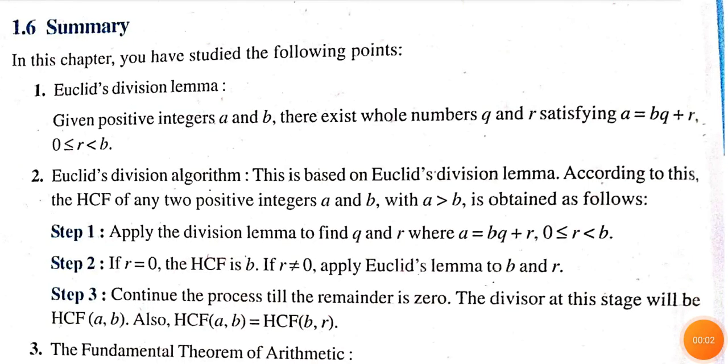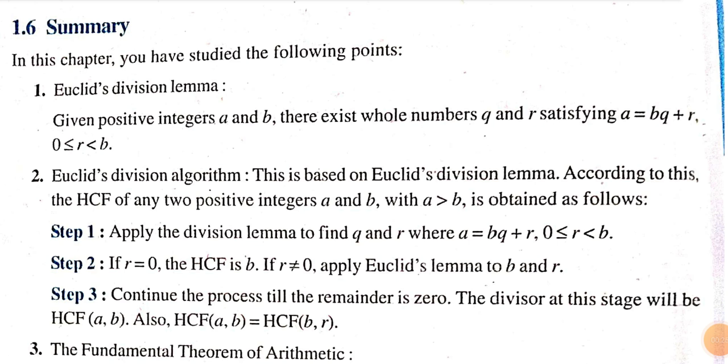Class 10th, Chapter 1, Real Numbers. 1.6 Summary. In this chapter, you have studied the following points. 1. Euclid's division lemma. Given positive integers a and b, there exist whole numbers q and r satisfying a is equal to bq plus r, 0 is less than or equal to r is less than b.